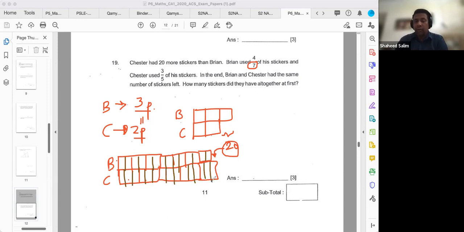So 20 is for 1 unit. So how many stickers do they have all together? You got to count them. 2, 4, 6, 8, 10, 12, 14. There's 14 units for Brian. Chester is 1 unit. So when you add together, you get 29. So 1 unit is 20. 29 units is 29 times 20.